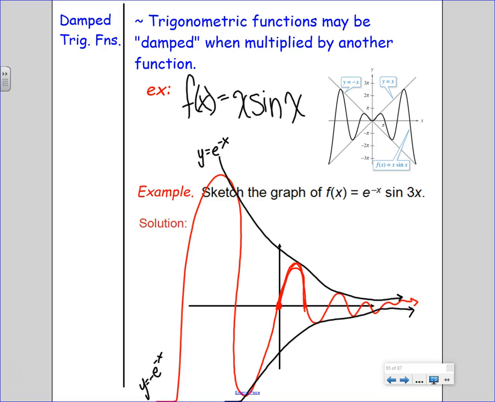Now pause, look at this guy. The sine is being held back by y equals x. And the sine is being held back by y equals negative x. This effect that happens by multiplying a wave by another function that will limit it is called damping functions. Like a damper.